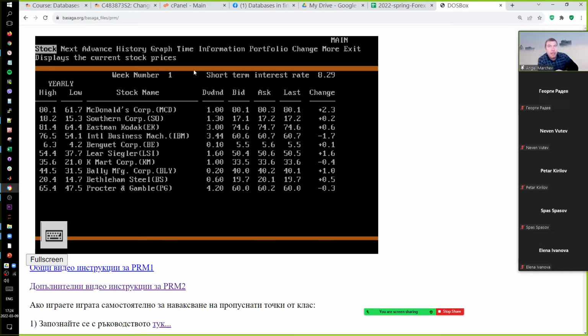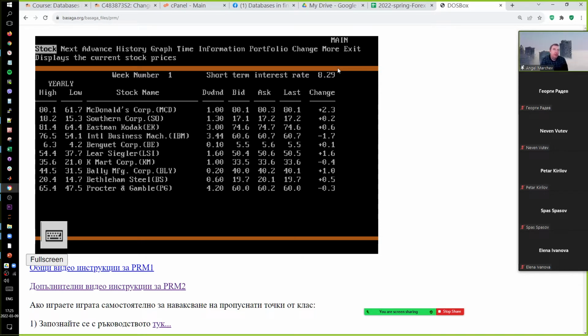One other thing here on the first screen, you can see the short-term interest rate. This is going to be the only macroeconomic and the only fundamental factor that you're going to have in the game. It is a fundamental factor because the short-term interest rate, the interest rate set by the main bank, in this case the Federal Reserve, is influencing directly the behavior of all the investors.